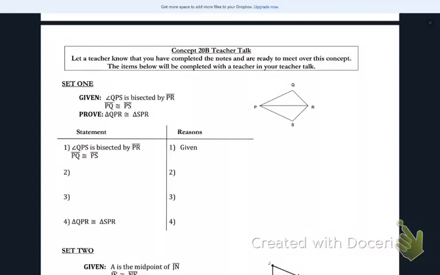Hi guys, please go ahead and turn your packet to concept 20B teacher talk. So let's go ahead and look at set 1. With this one, it says we are given that angle QPS is bisected by segment PR. So angle QPS is being bisected by segment PR.